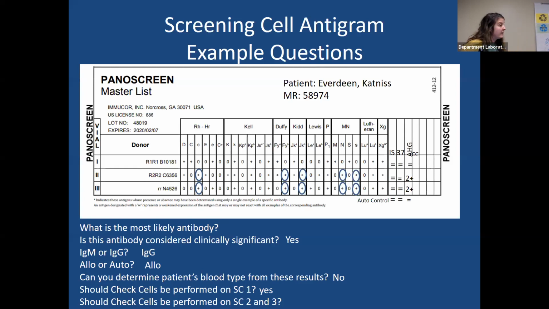Keep in mind, when you add check cells, that is not a representation of your patient's reaction. Right? It's just an internal quality control that blood bankers do to make sure, number 1, washing was appropriate, and number 2, that AHG was indeed added. Okay?